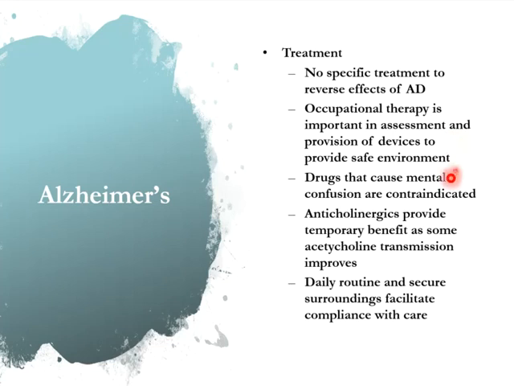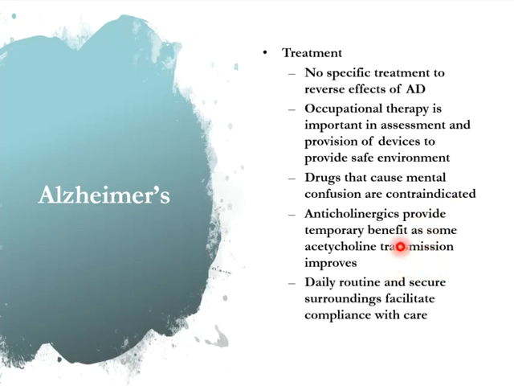Okay. Drugs that cause mental confusion are contraindicated. Of course, already the person is going into so much confusion, why would you want to increase it? So all those drugs which can cause mental confusion are totally contraindicated. Anticholinergics are said to provide a temporary benefit because still some acetylcholine transmission can improve some of the condition.